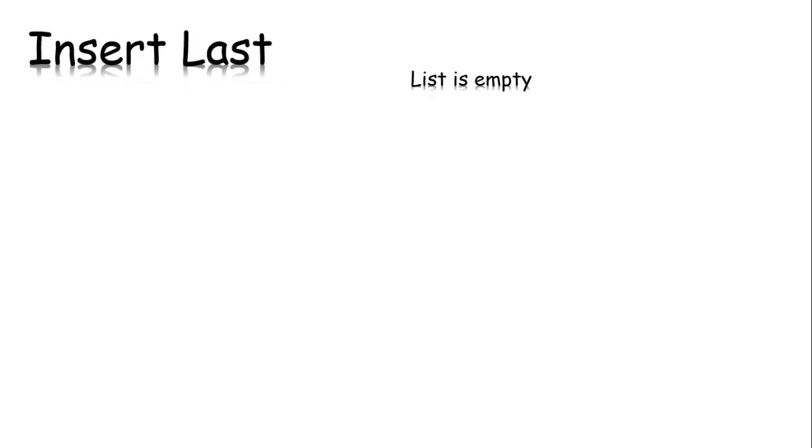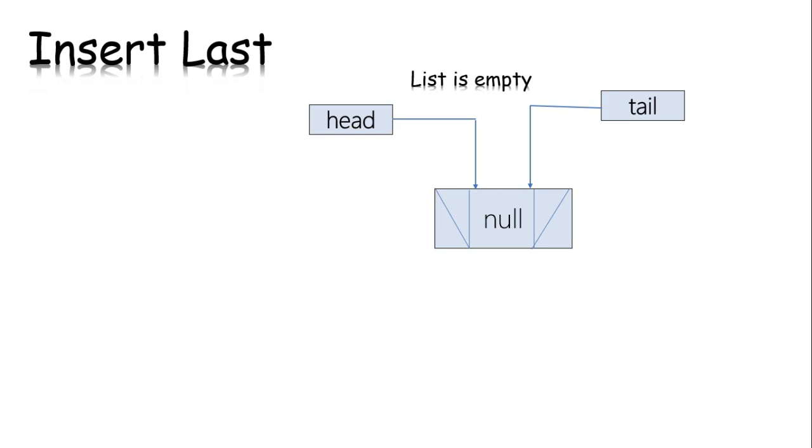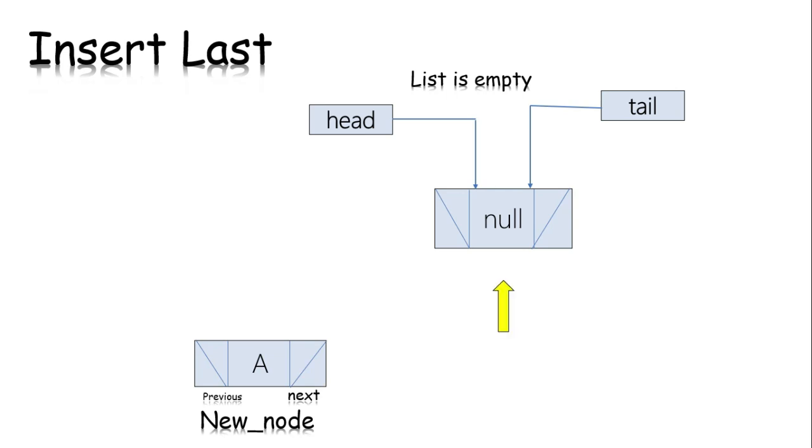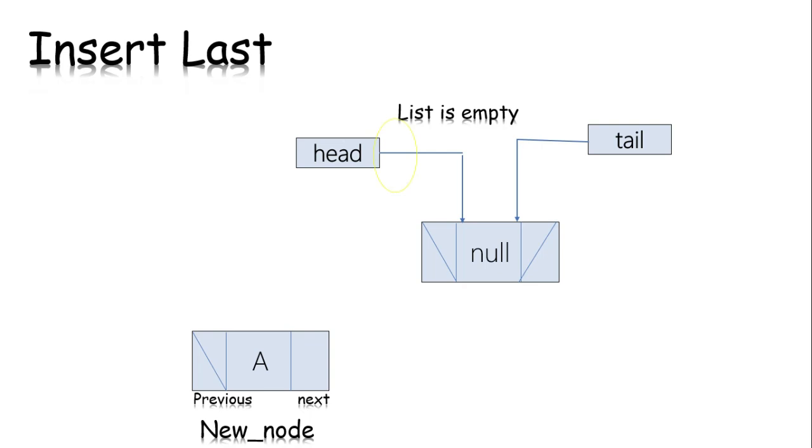Let's see the situation where the doubly linked list is empty. The doubly linked list is empty. It will look like this. Both head and tail pointers point to null. And if you wish to add a new node at the end of the doubly linked list, which is here, then we will need to adjust the head pointer to point to the new node like this. And then we also need to adjust the tail pointer to point to the new node like this. So our doubly linked list now will look like this.